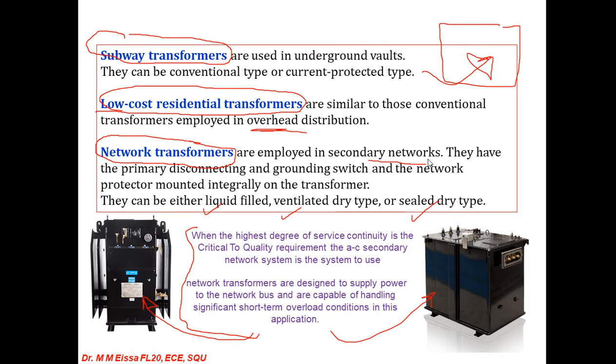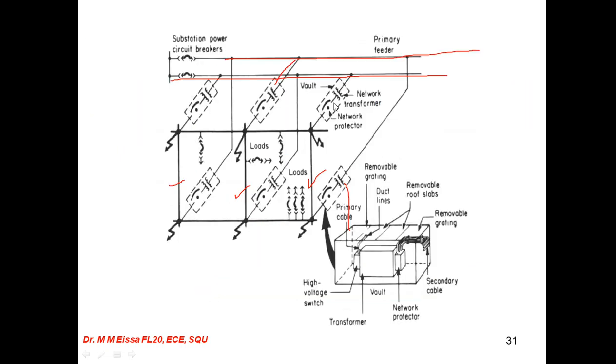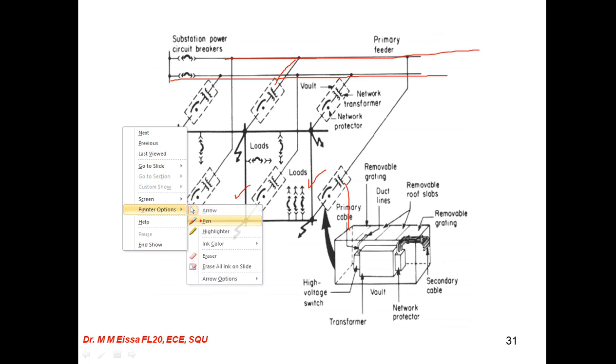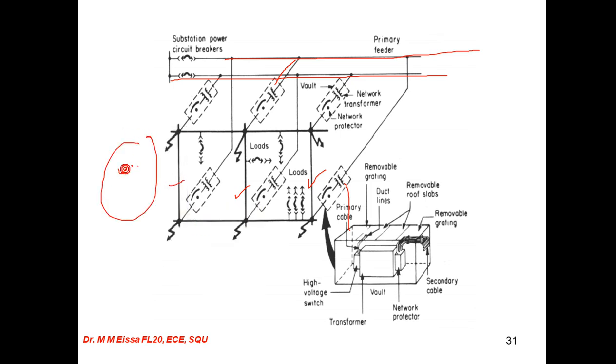Employed in the secondary, they have the primary disconnecting and grounding switch and the network protector mounted integrally. As we explained, there are circuit breakers inside. Actually, the connections are very important. You have to keep it in your mind, because I asked before about these connections and nobody answered it. So you have to understand the connection and how we can use it for underground.